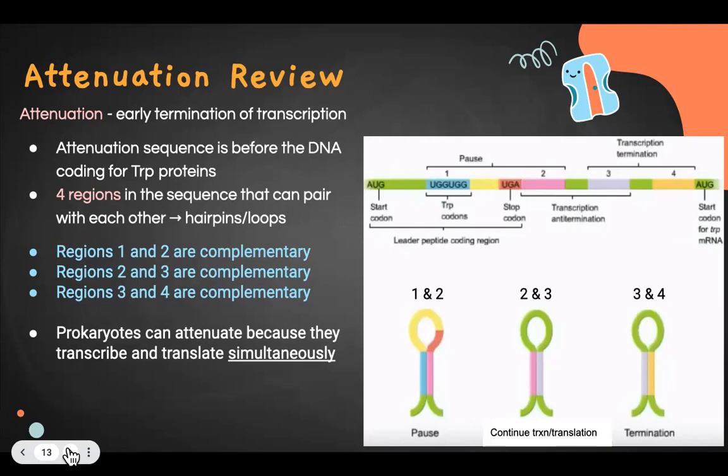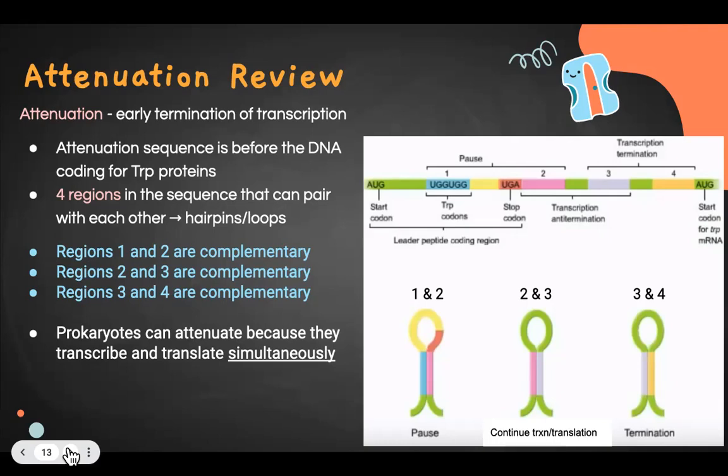So I think about it on a timeline: the polymerase is going along making the strand, and at the same time, behind it, the ribosome is translating it as the RNA polymerase is transcribing it. So prokaryotes can do this because they transcribe and translate simultaneously. We'll talk about it later. This is just a good review of what attenuation is.